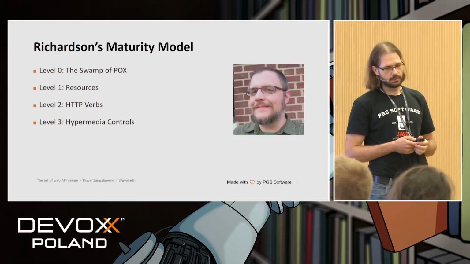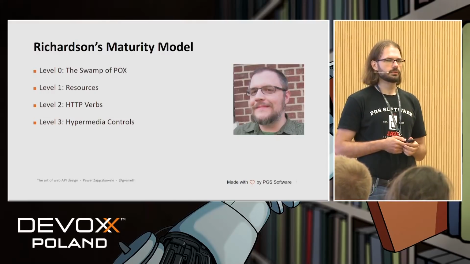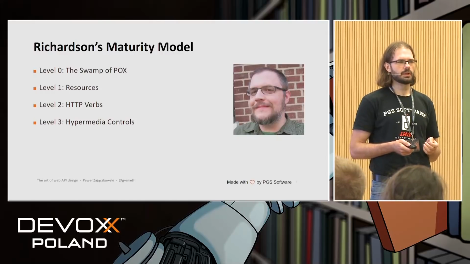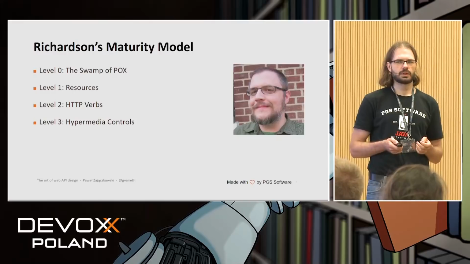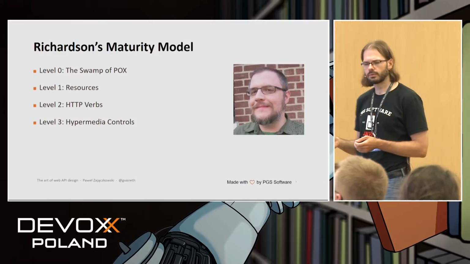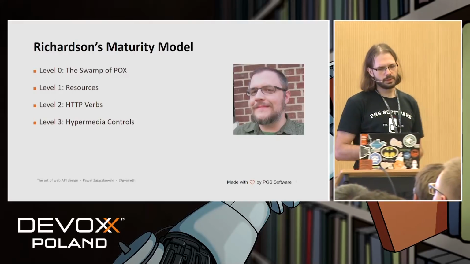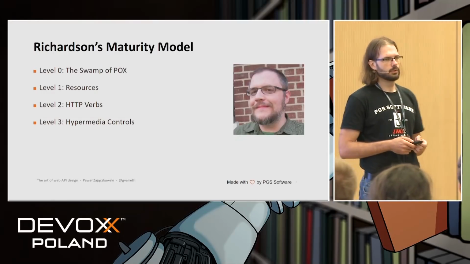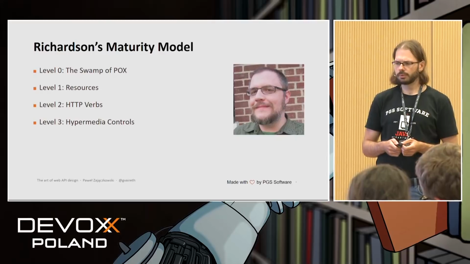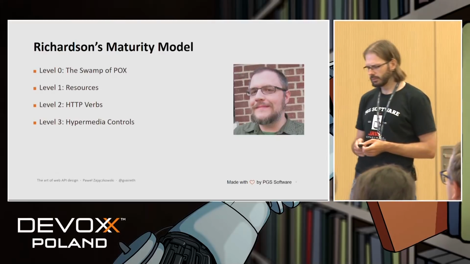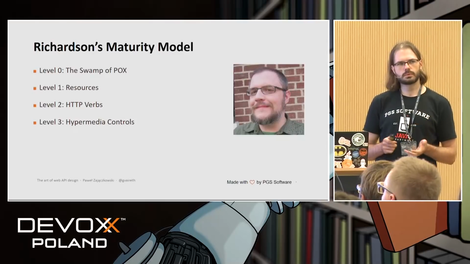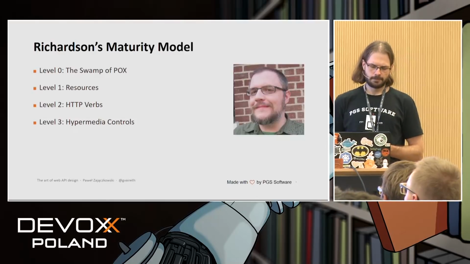The next level is usage of HTTP verbs. So no longer do we have to wonder, should I invoke delete cars or maybe remove cars? I don't know. We just go to cars and use the delete method. And the last level is hypermedia control, also known as HATEOAS, this beautiful acronym in our IT. So basically we add links to our responses that can lead us to related resources.